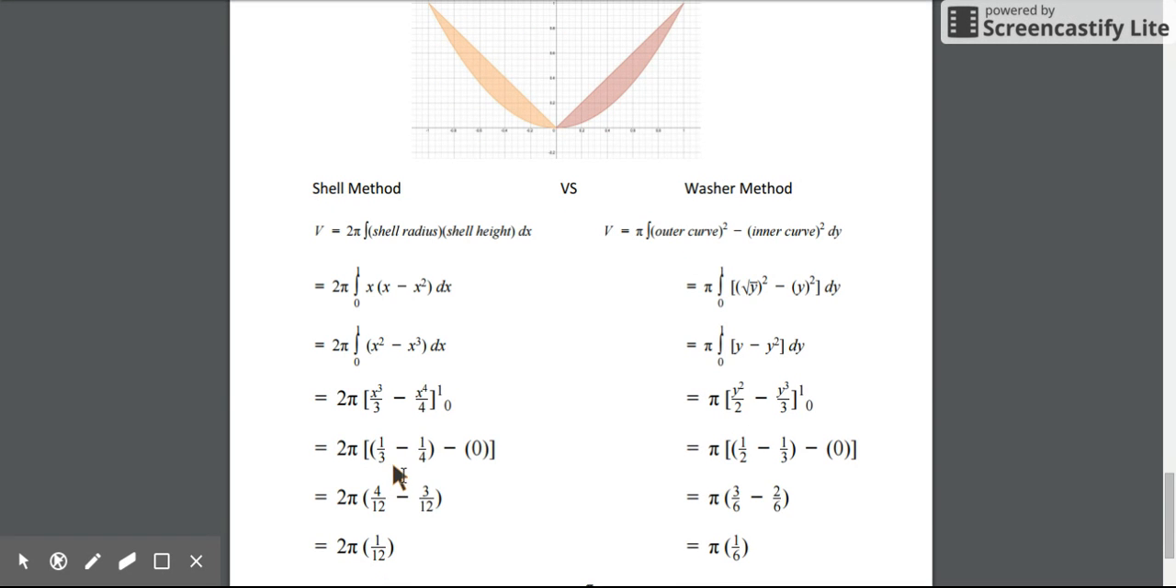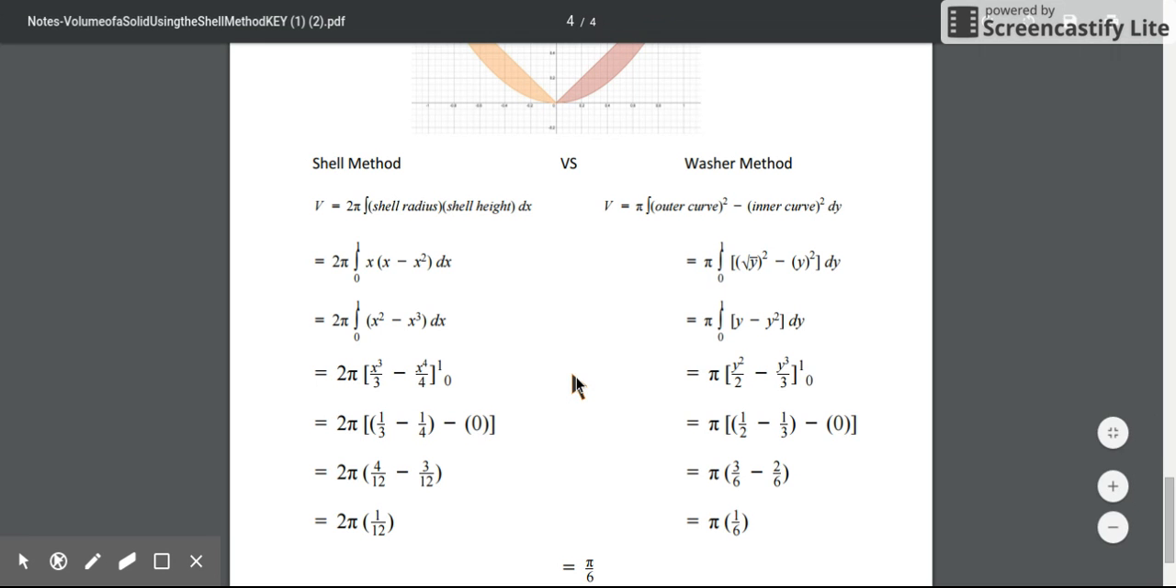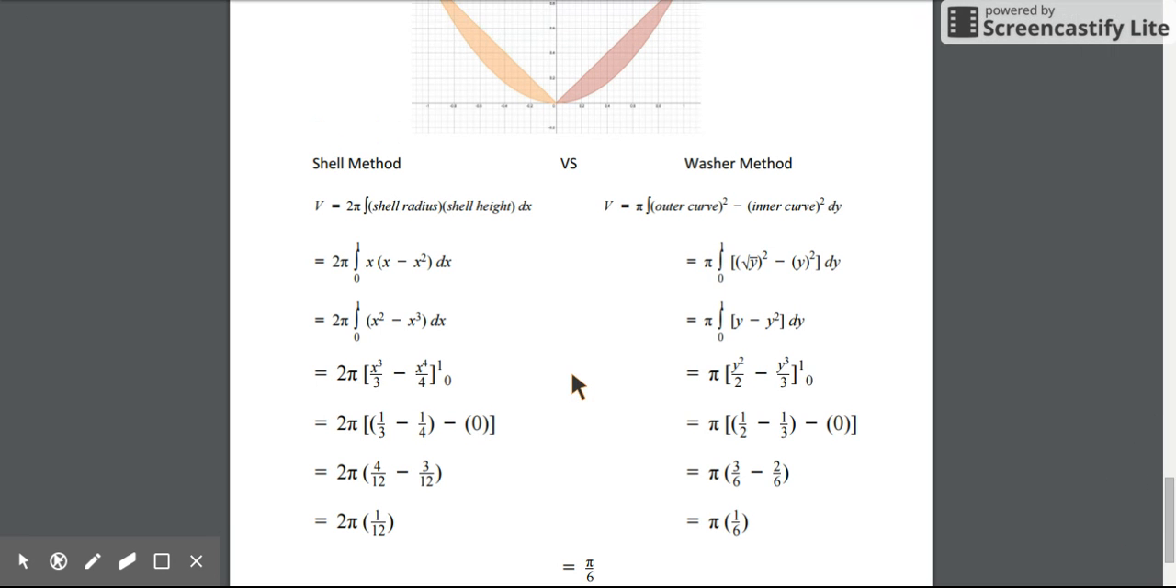So let's just focus on 1/3 minus 1/4. Get a common denominator if you want to do it in fractions. So 4/12 minus 3/12. It's hard to say. And we get 1/12. If I multiply that by 2 pi, I get pi over 6. Let's see how we can use the washer method to get the exact same answer.